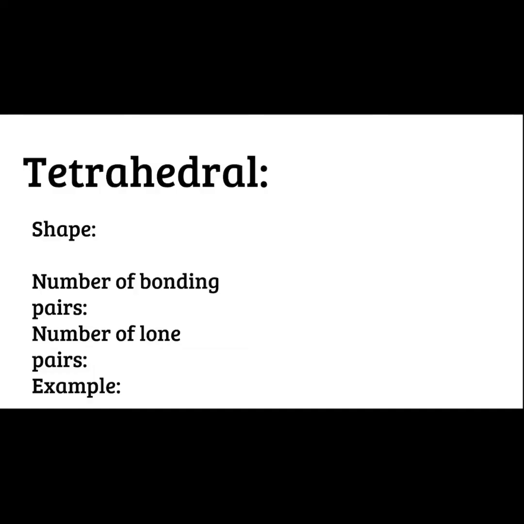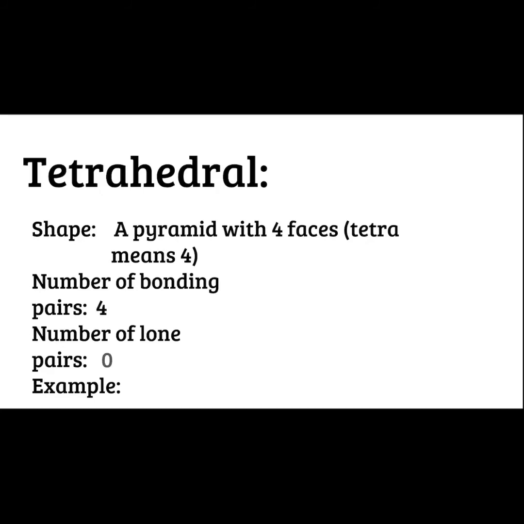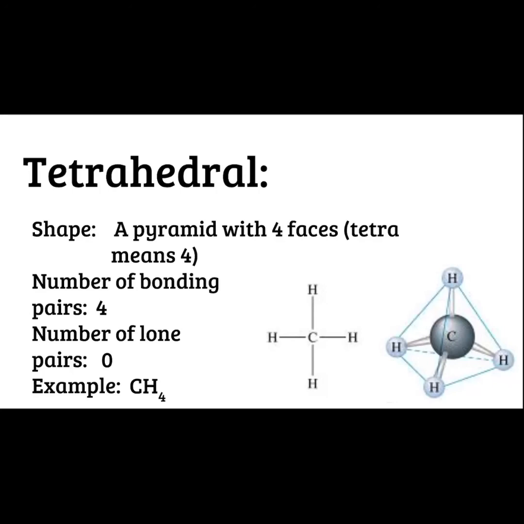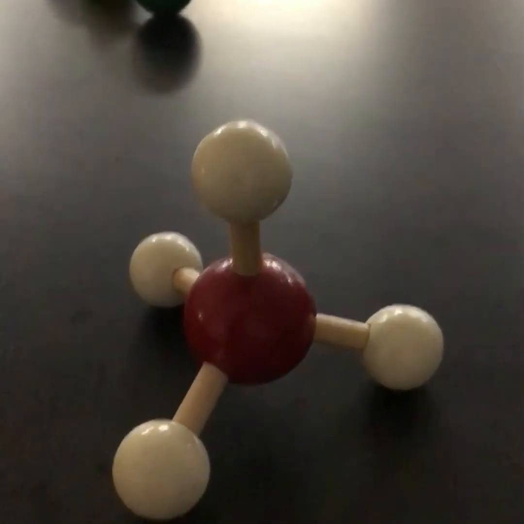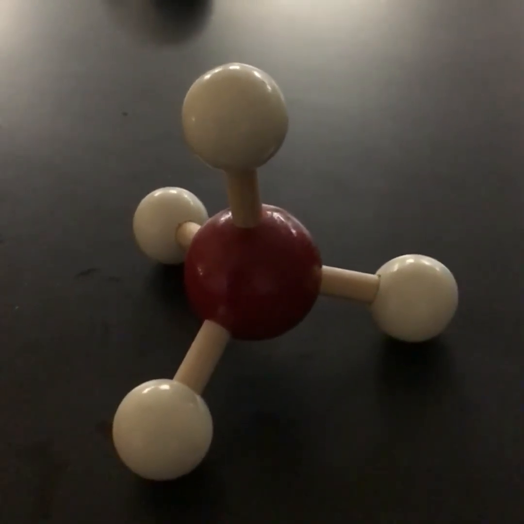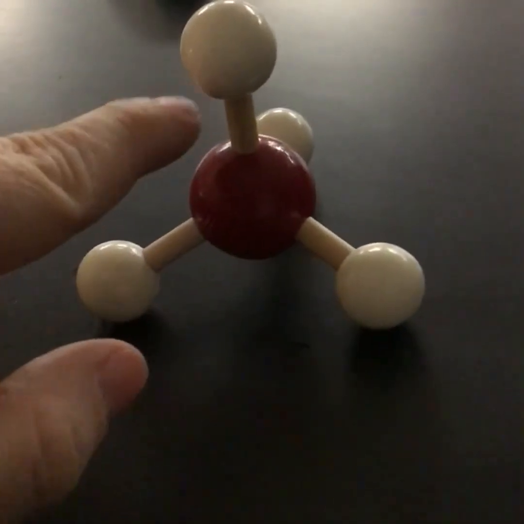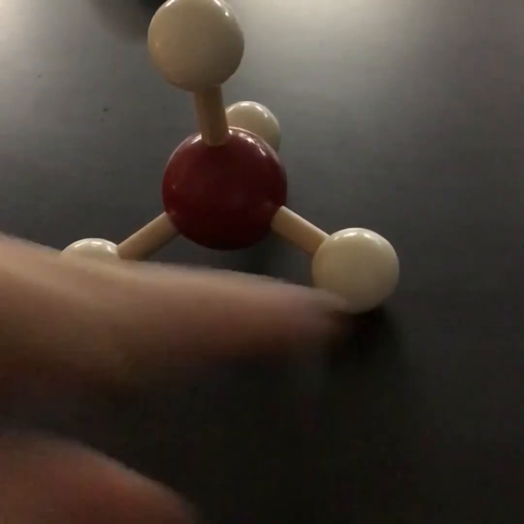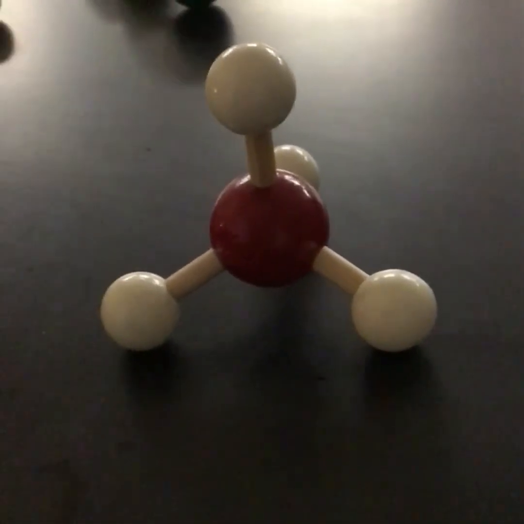Now we have tetrahedral. It's a pyramid with 4 faces. There's 4 bonding pairs, 0 lone pairs, and an example is CH4, which is also methane. And it would look like this. So if I am measuring the angle between each hydrogen, it's going to be about 109.5 degrees. This is an example of a tetrahedral geometry. If I were to measure from this bond to this bond, or even this bond to this bond, it would be 109.5 degrees.